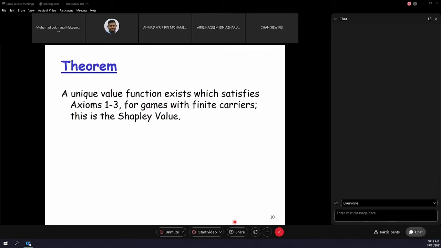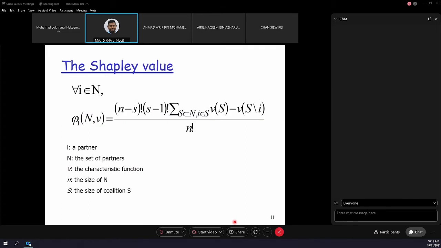And these 3 axioms make a theorem. A theorem where a unique value function exists which satisfies axioms 1 to 3 for games with finite carrier. And this is called the Shapley value. And this is the formula for the Shapley value for every player i which is a subset of N, in order to get the marginal contribution of that game.